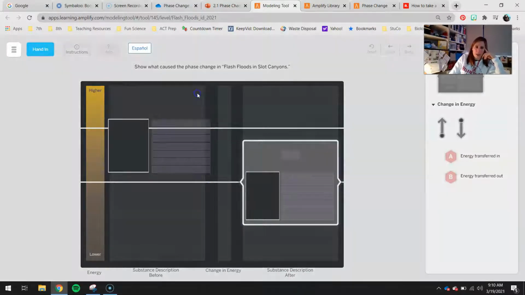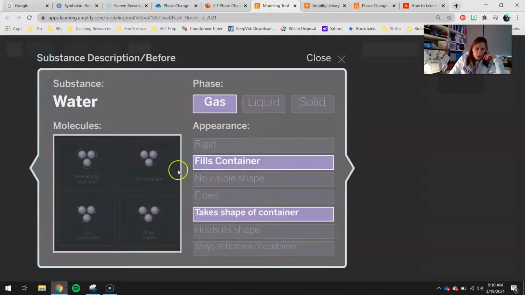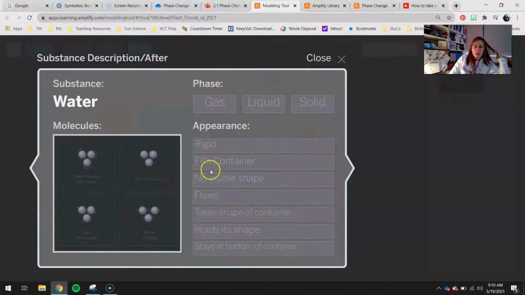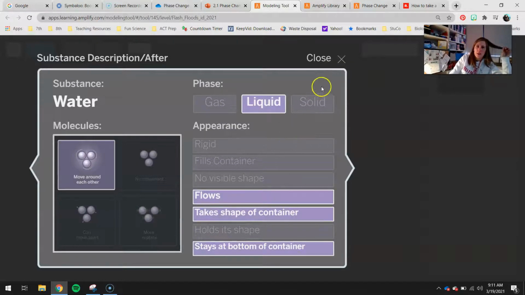And we're going to do the same thing here where we're saying, all right, it started out as a gas, it takes the shape of its container, and it fills the container, and the molecules are moving apart from each other. And then closing that down, same thing here, editing our liquid. They're moving around each other. It's a liquid. It flows, takes the shape of the container, and stays at the bottom of the container.